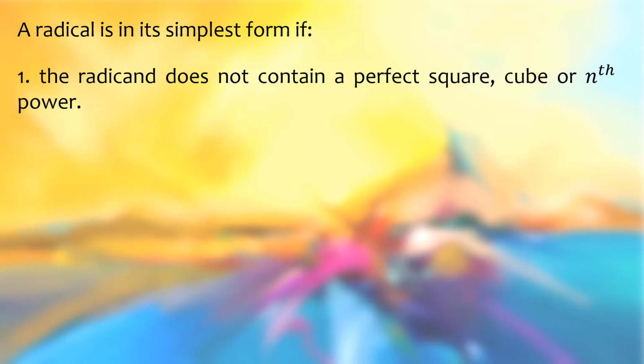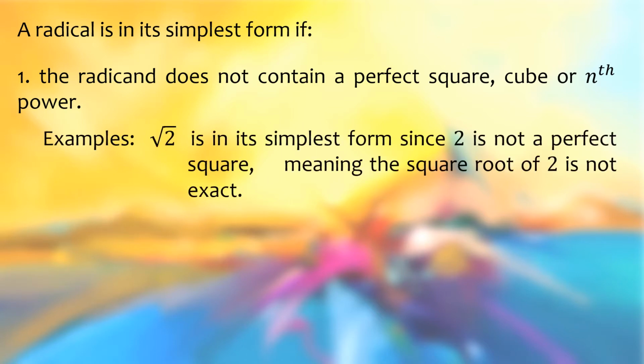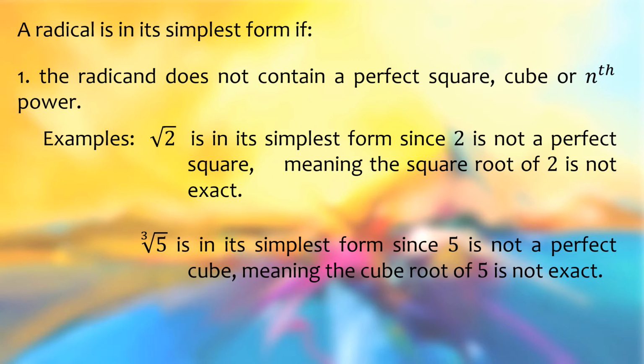Okay, a radical is in its simplest form if, first, the radicand does not contain a perfect square, cube, or nth power. For example, square root of 2 is in its simplest form since 2 is not a perfect square, meaning the square root of 2 is not exact. Another, cube root of 5 is in its simplest form since 5 is not a perfect cube, meaning the cube root of 5 is not exact.